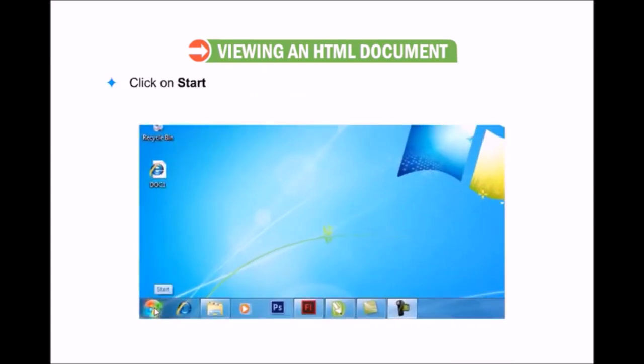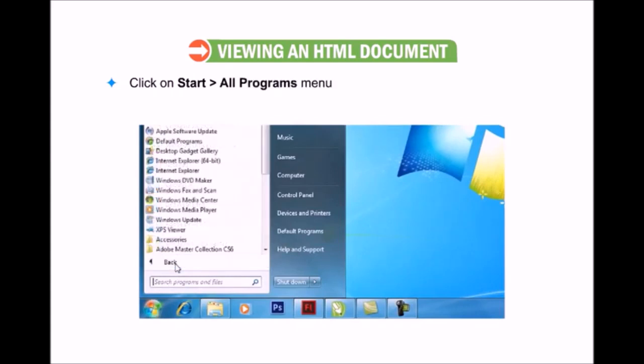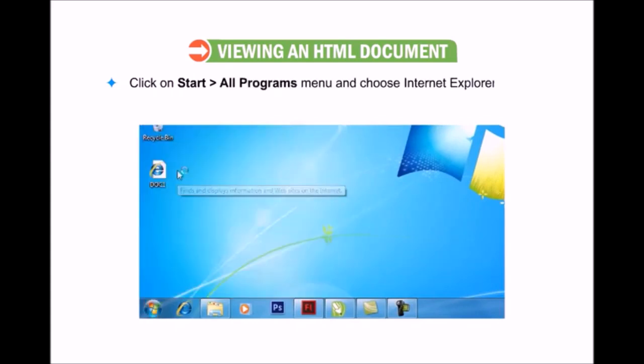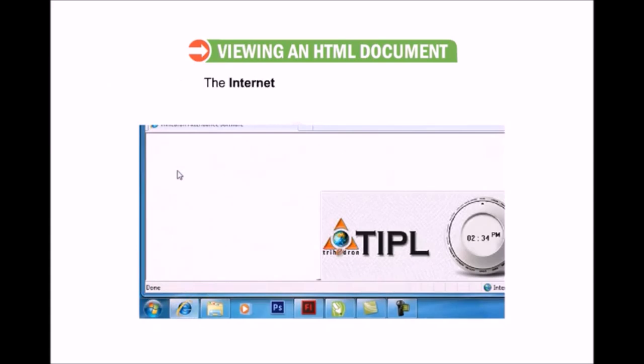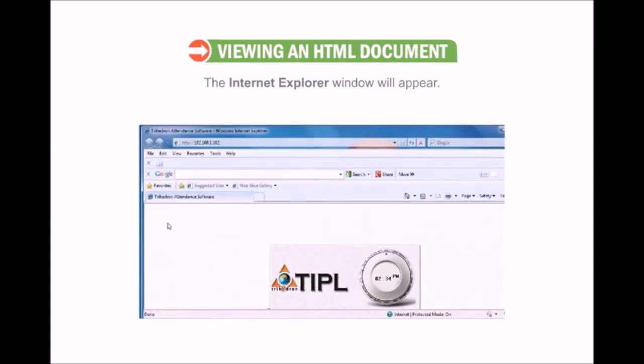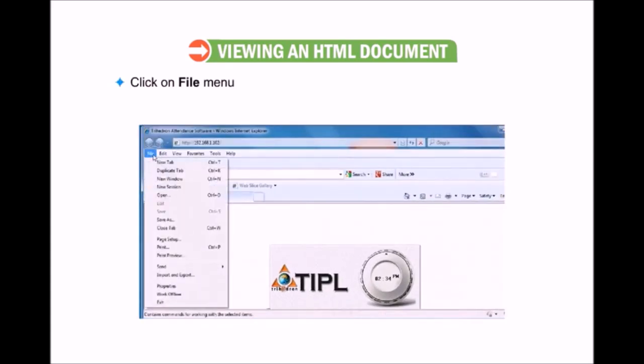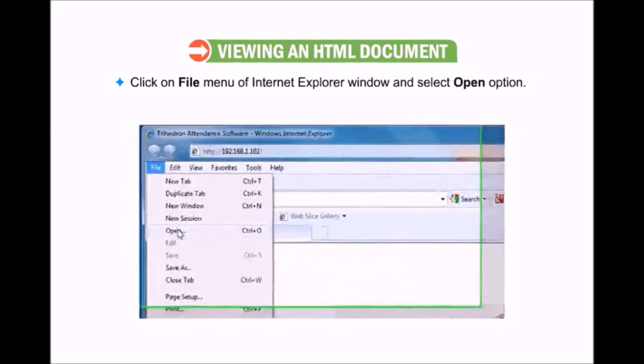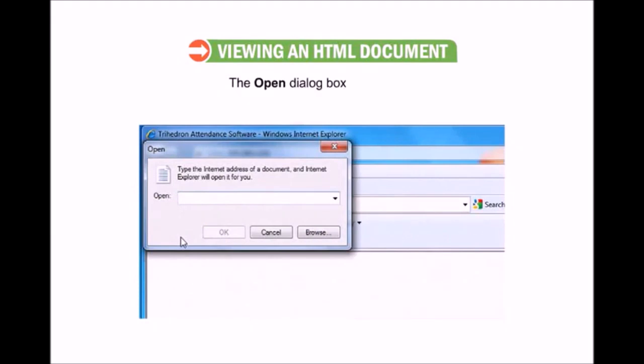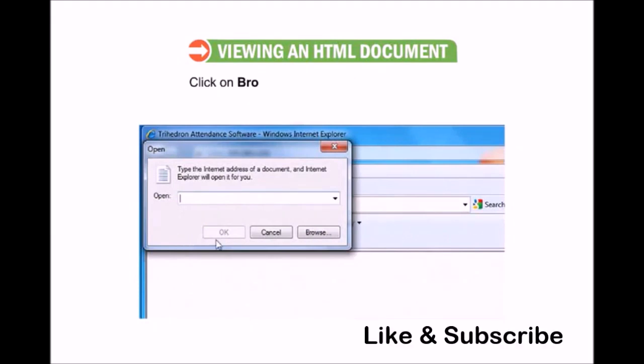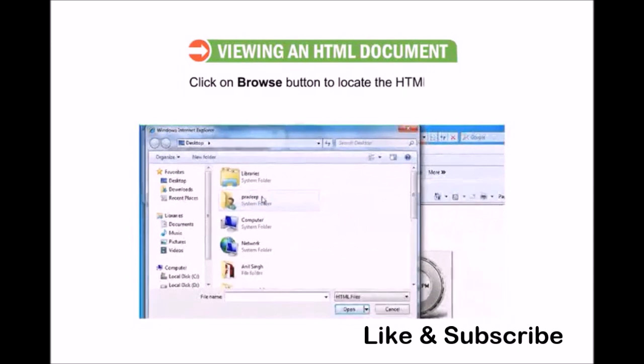Click on Start, then go to All Programs menu and choose Internet Explorer option. The Internet Explorer window will appear. Click on File menu of Internet Explorer window and select Open option. The Open dialog box will appear. Click on Browse button to locate the HTML file.